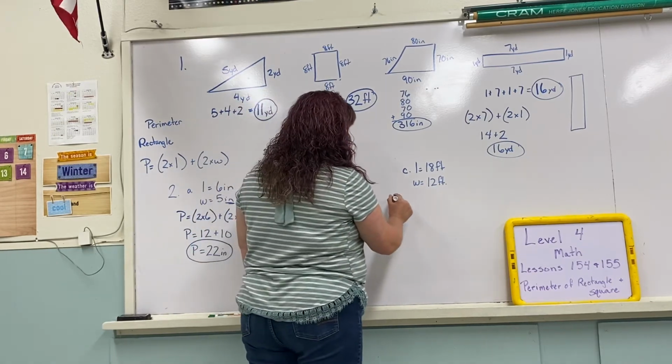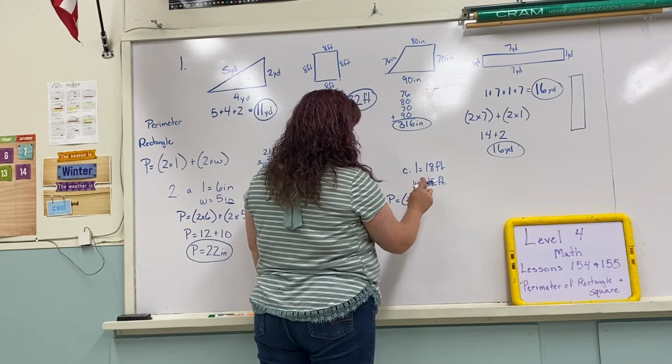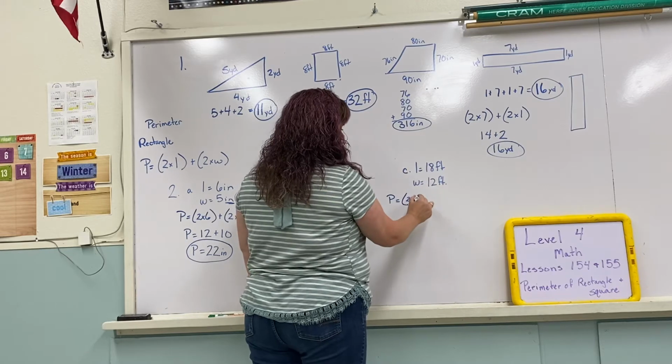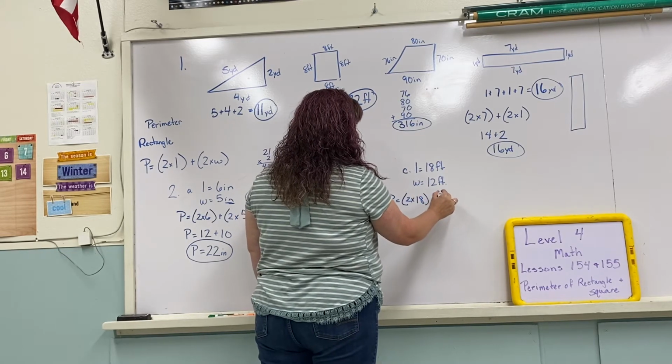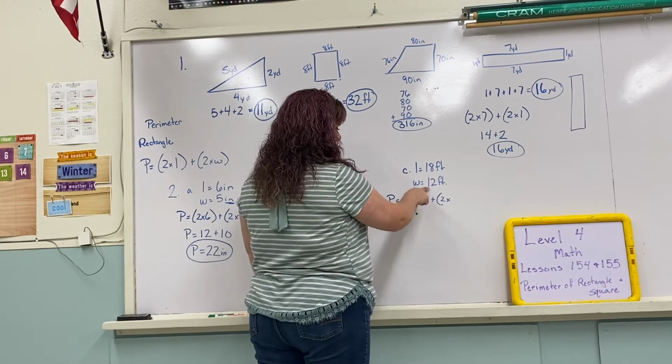So our formula is P equals 2 times length. What's our length? 18, plus 2 times, what's our width? 12.